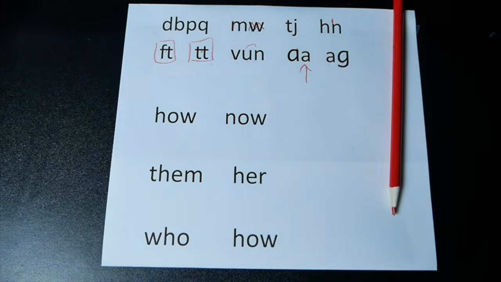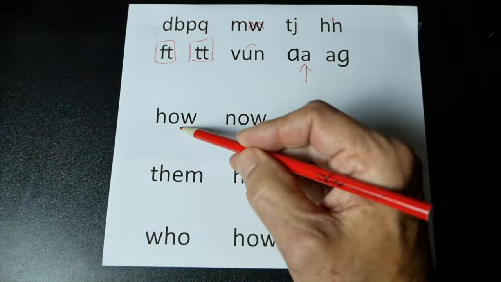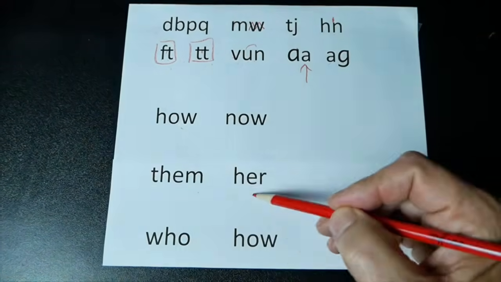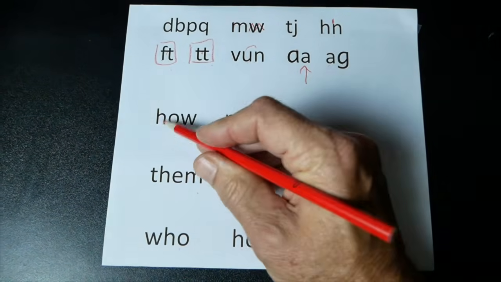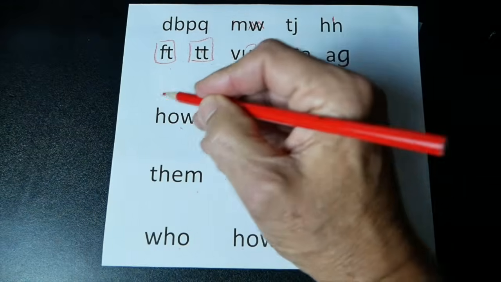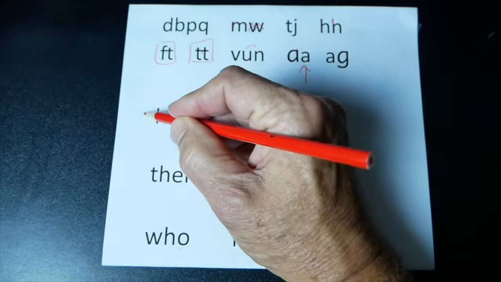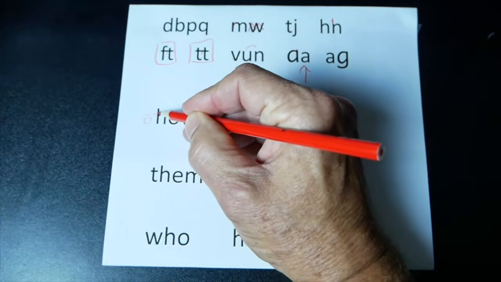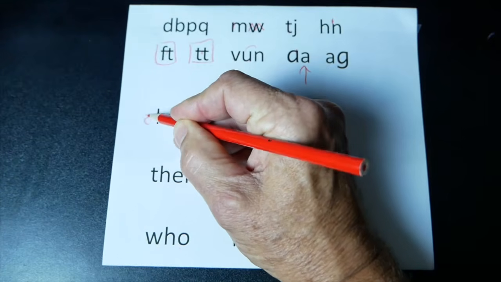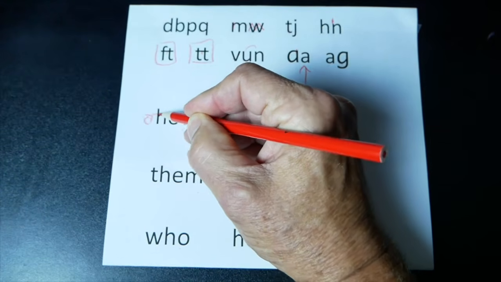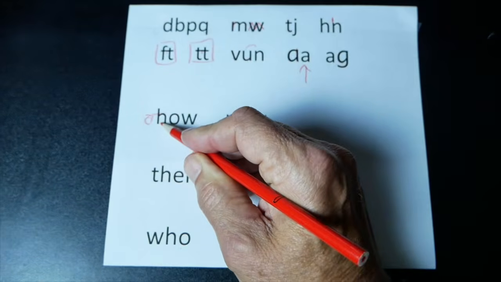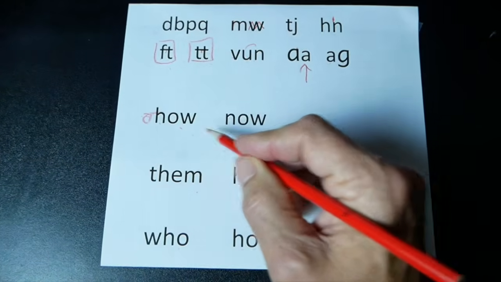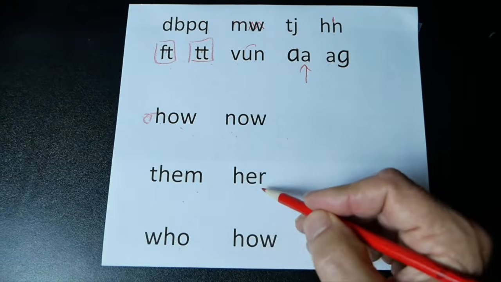Now, how do they play out in words? Well, so many of you have children that look at how and say now. They look at them, they say her. They look at who, they say how. Why is that? Well, that H looks like an N, especially if there's not a letter in front of it to show that that's sticking up, right? So if there's a letter in front, what the kids call a short letter, that H sticks up. But a lot of times when the H is in the front of a word, it becomes an N. How becomes now, them becomes her.